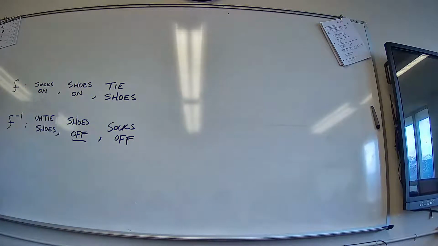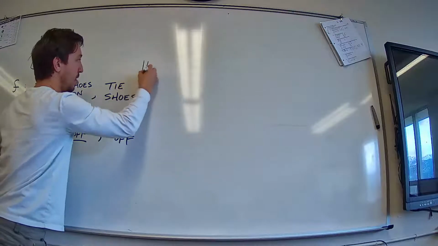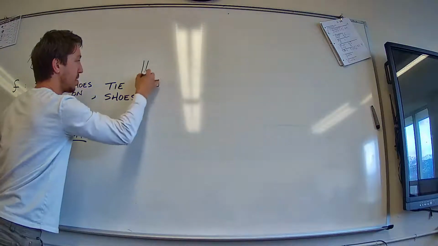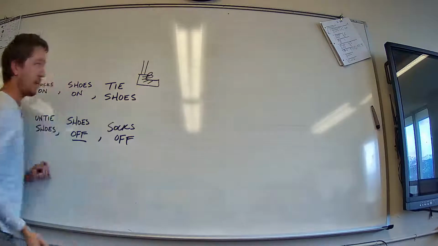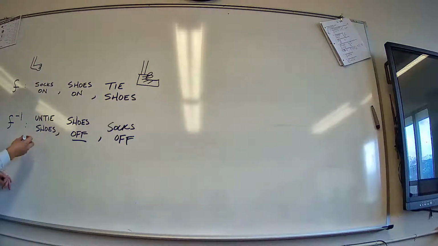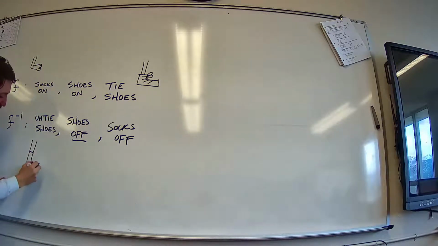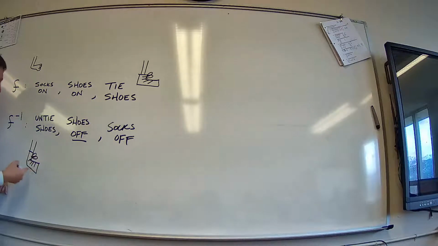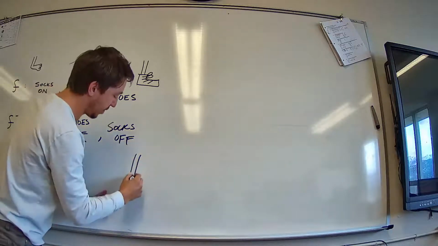And by the way, think of a domain and range. What's his domain? Yeah, naked foot. What's the range? Shoe with tie, bunny ears. Okay. What's this guy's domain? Foot with shoe and tied bunny ears, and then the range is the naked foot. Okay.